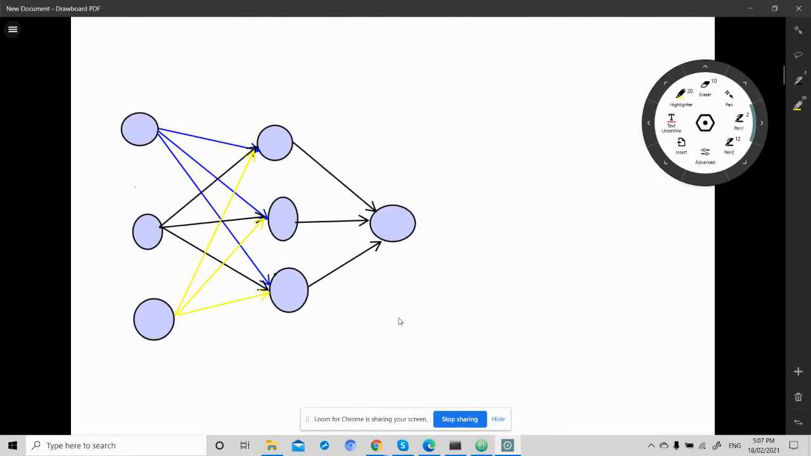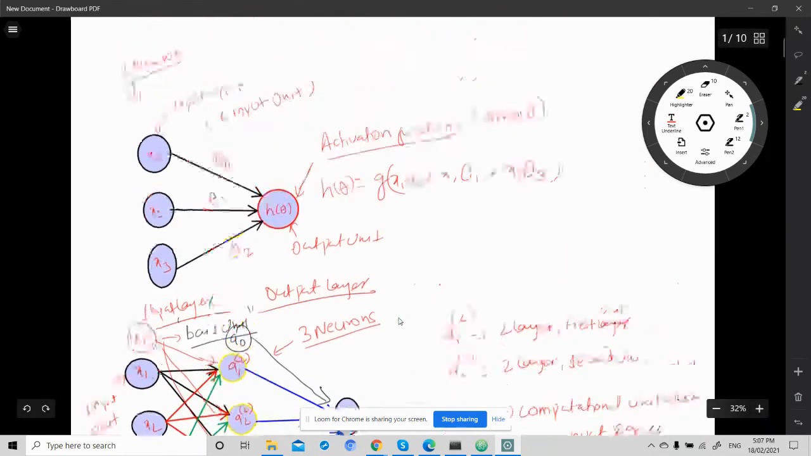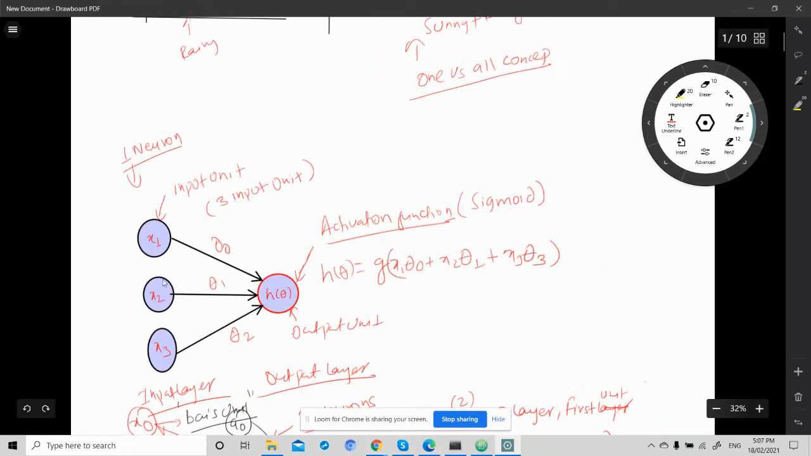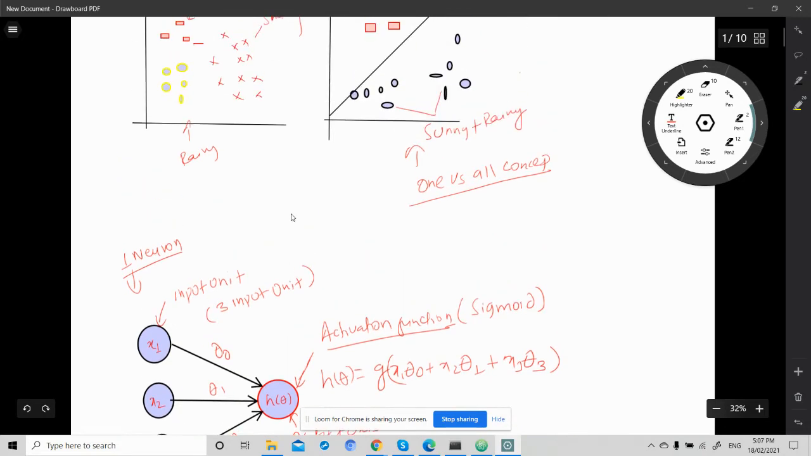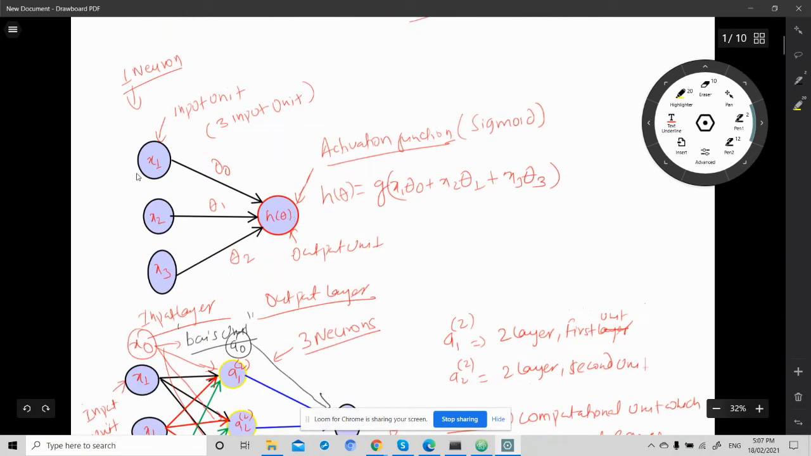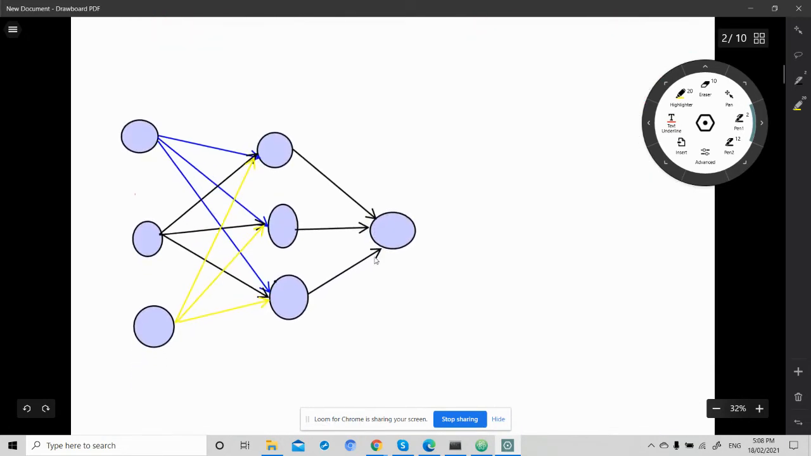So let's say, like I said, this is my input unit. It comes from a similar concept to what we did for multi-class classification. So x1, x2, x3 is my input layer, and I apply my sigmoid function, which in a neural network we call our activation function, and we calculate our output unit.